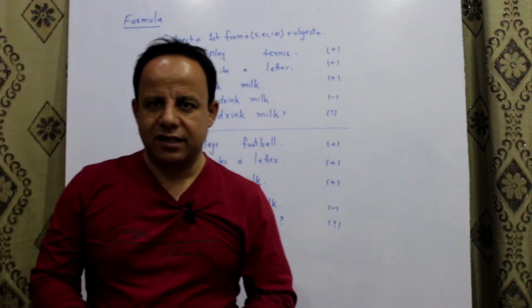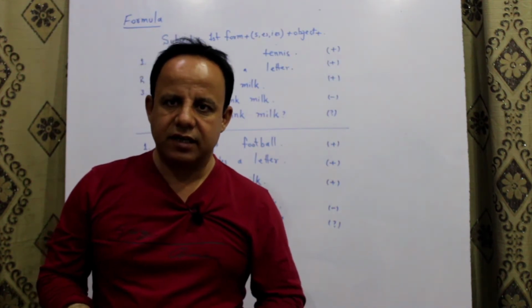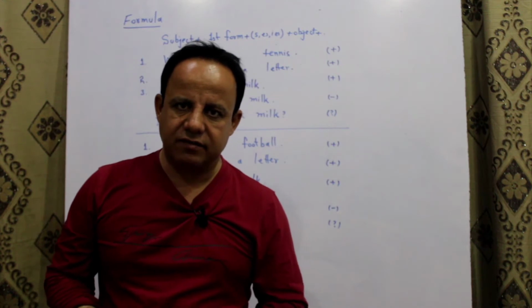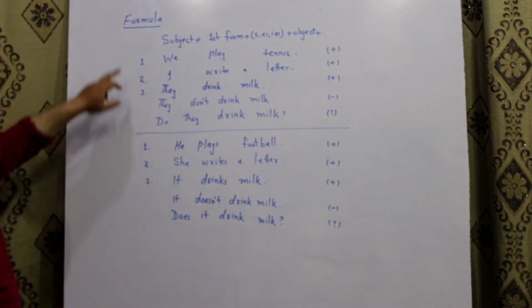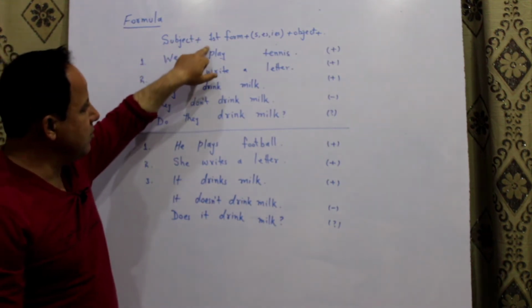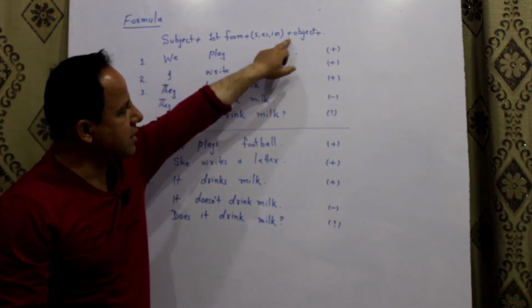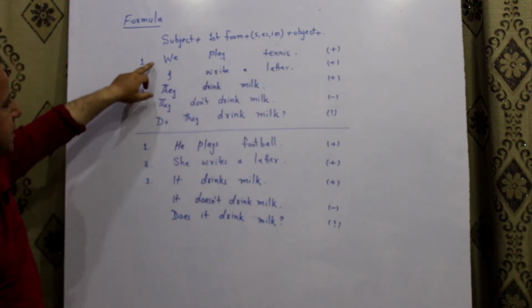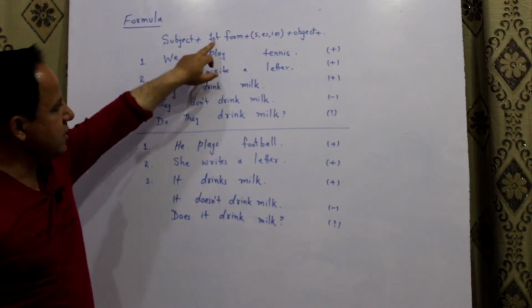In this second section we will talk about how to make the positive, negative and interrogative sentences of the present indefinite tense. Let's go and talk about it. The formula is: first we write the subject, then the first form of the verb with the addition of s, es, ies, plus the object. When our subjects are we, I, they, you, we use the first form of the verbs.